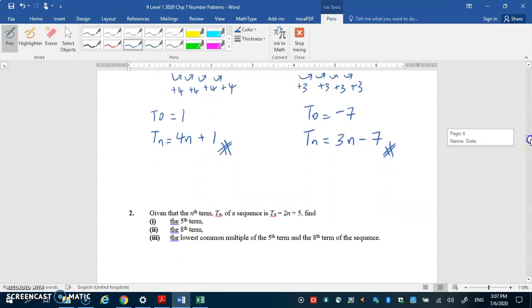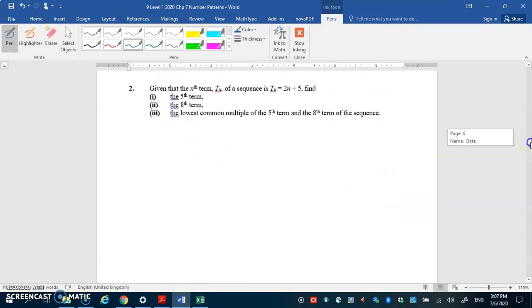Okay, question 2. Given that the nth term is Tn equals to 2n plus 5, so in this case they gave it to you. Find the 5th term, find the 8th term. Okay, so very easy. We are going to use the formula and sub in. 2 times 5 plus 5 is 15 for part 1.